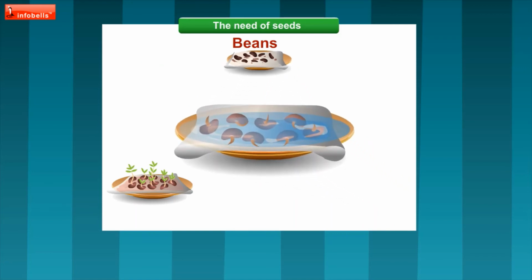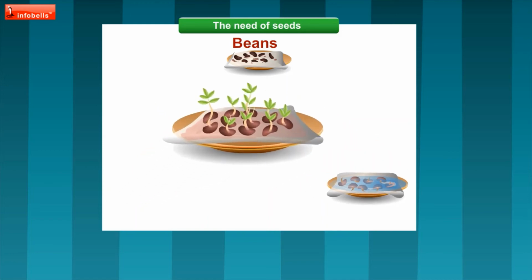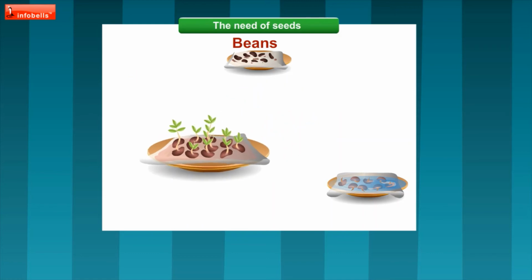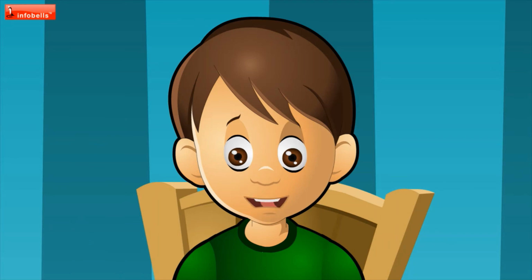The beans in the second saucer began to grow, but the water stops air getting into them and they stop growing. Only the beans in the first saucer begin to grow properly because they get water from the moist paper, oxygen from air, and they are warm. Oh! Now I know, we should water the plants just as much as they need, neither more nor less.